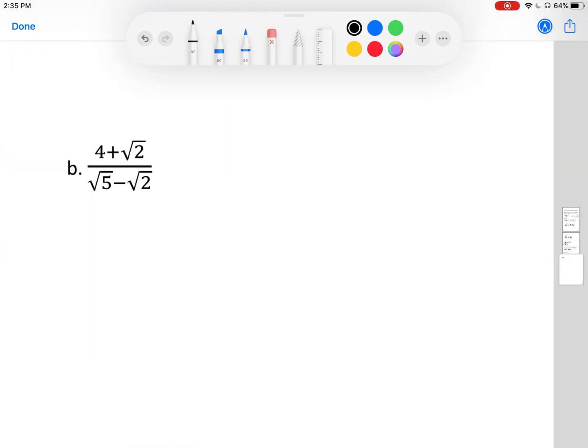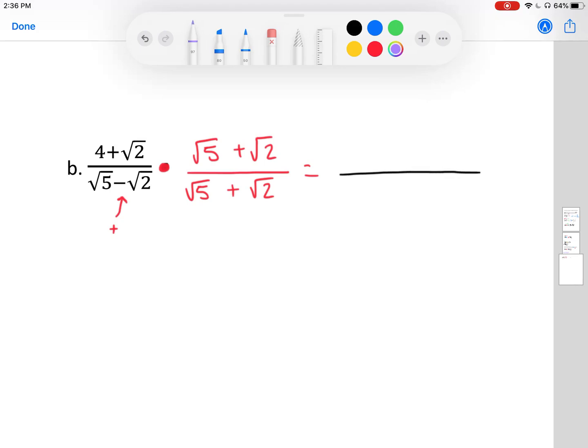Okay, now let's do it again. Our goal is to not have the radical on the bottom. So we multiply by the conjugate, which is same numbers, different signs. So I have square root of 5 plus square root of 2. And now in the denominator, we can be lazy. Well, not lazy, but we can take advantage of our past math knowledge. So I have square root of 5 squared minus square root of 2 squared.